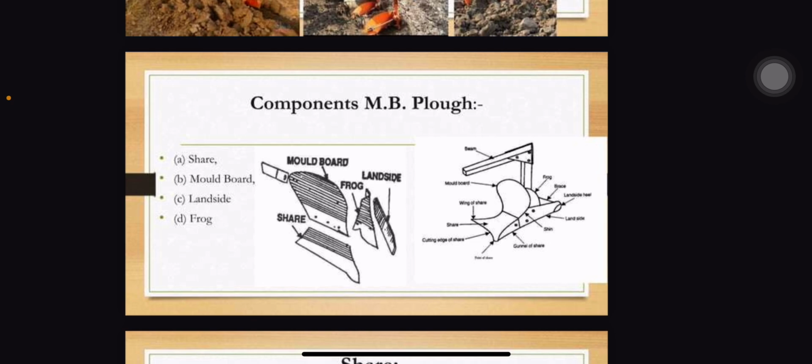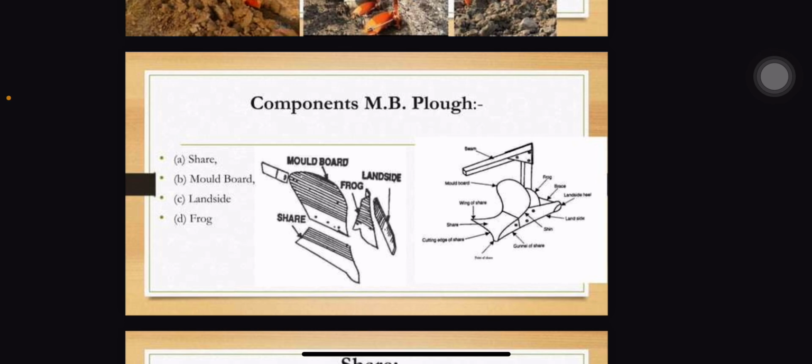You can see the share. As I already discussed, the share is the working part of the plough. Actually, the share is the only working part which penetrates into the soil and cuts the soil. Second is the moldboard. The moldboard is used for turning the soil. So why do we use turning? If you see other tillage implements like the disc plough, its only function is to cut the soil and leave the residues beneath the soil.